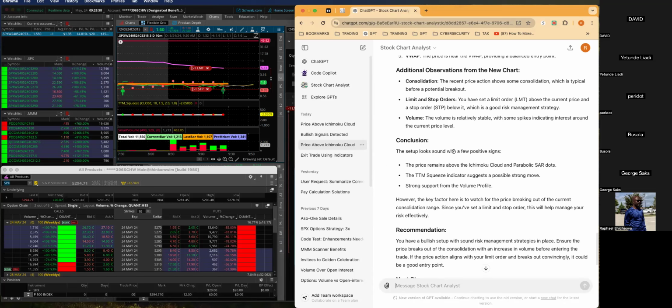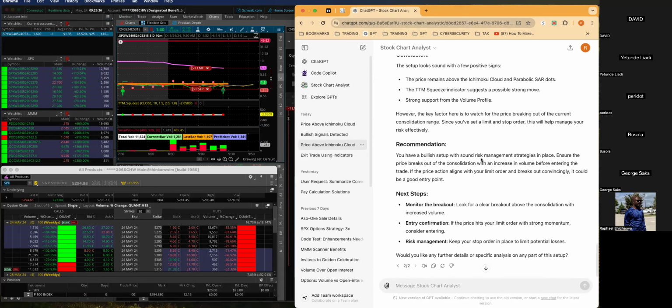Conclusion, the setup looks sound with a few positive signs. The price remains above Ichimoku Cloud and Parabolic SAR. The swing indicator suggests a positive, strong move, strong support from the volume profile. That's all you need, right? It doesn't say caution like it said earlier on that one. However, the key factor here is to watch for the price breaking out of the current consolidation range. Since you set a limit and stop order, it even reads my trade. So okay, that's good. This will help manage your risk effectively.